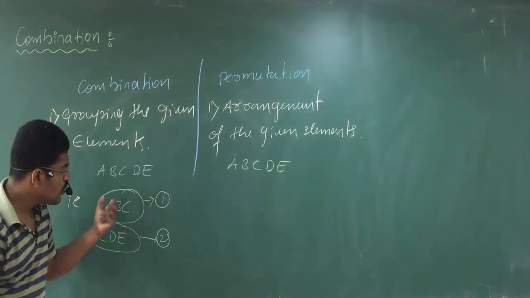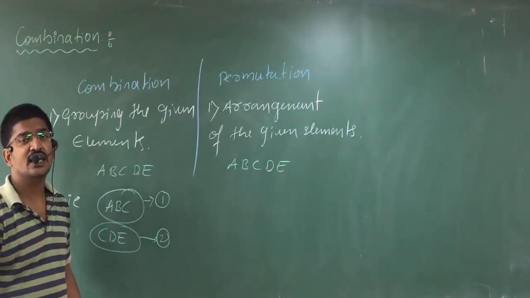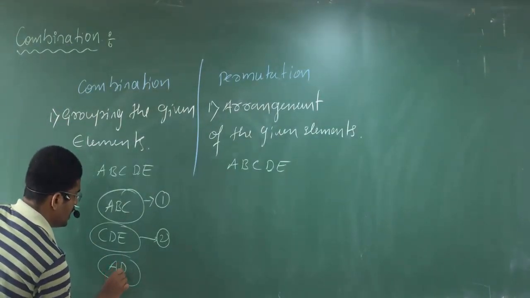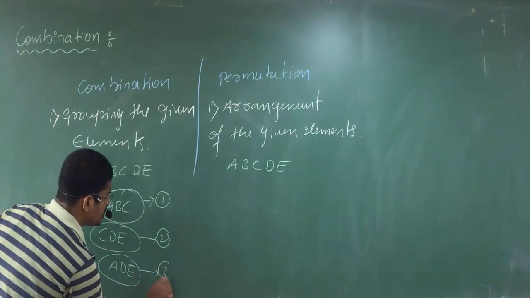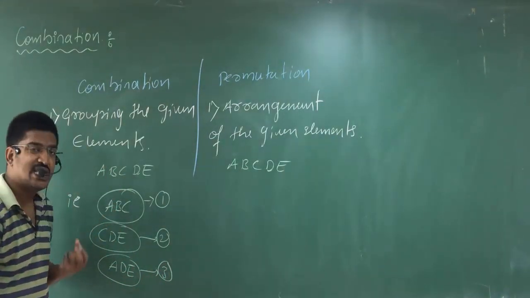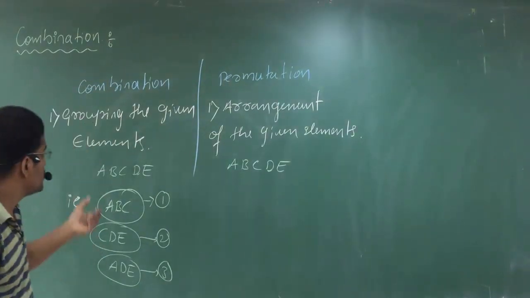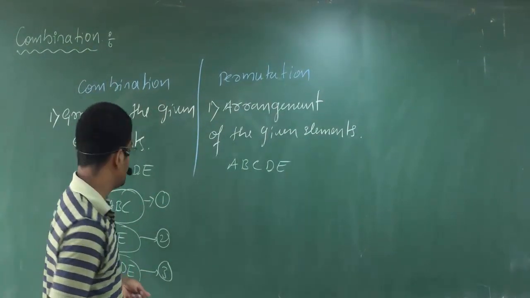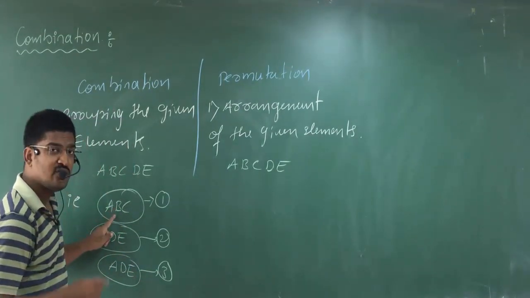So like this, you go on collecting three elements. Again, I will write a third one, that is A, D, E. So this is the third combination. Are you getting my point? Like this, you can choose three elements and make groups from these 5. That is called combination.